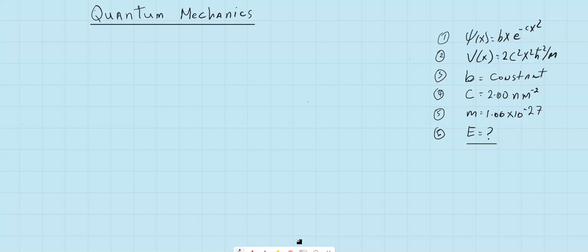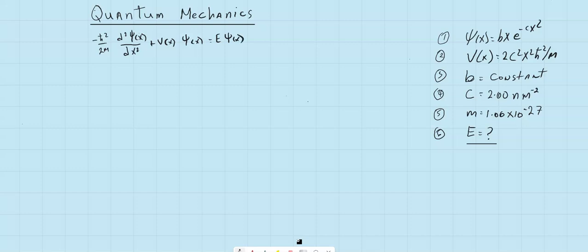So the first thing that we need to do is find our time-independent Schrödinger equation, which is negative h bar squared over 2m times the second derivative of the function psi of x with respect to x, d squared over dx squared, plus the potential energy times the function psi of x, and this is going to be equal to the energy of the particle times psi of x.